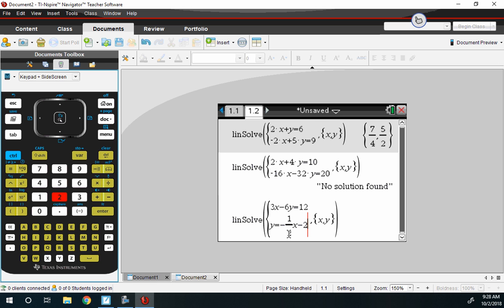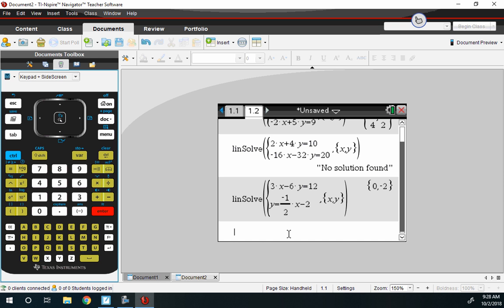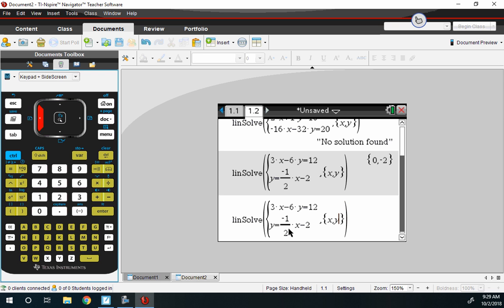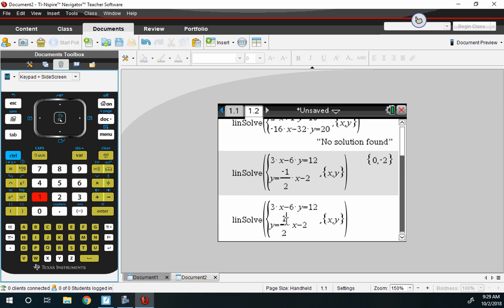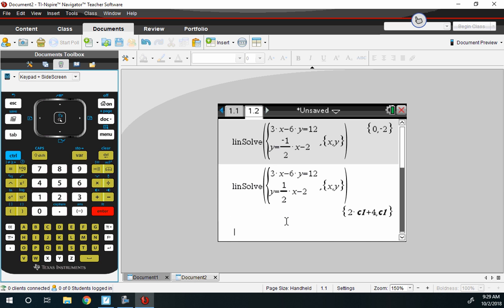I'm real curious to see what the calculator's going to say here. Did I punch something in wrong? Oh, I know what I did wrong. Anybody see my error? I got a negative sign on this slope. Should just be 1/2. There you go. What the heck is that? 2c1 plus 4c1? That doesn't make any sense.